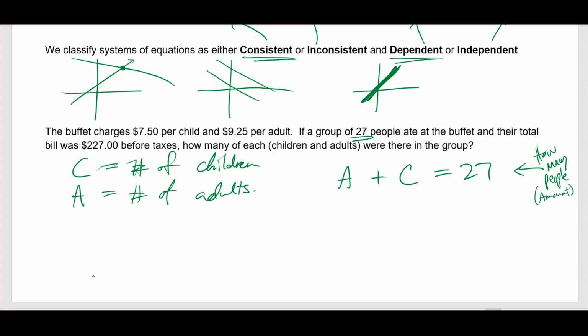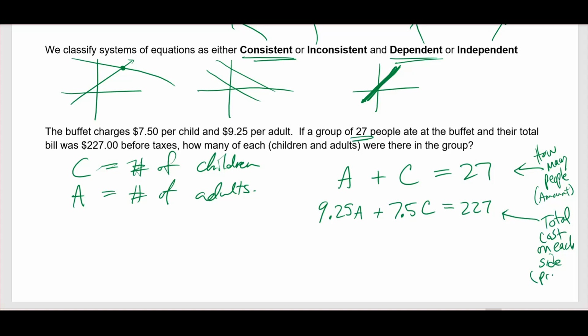And our next equation here is probably going to be based on the cost, right? So how much is this side of the equation going to cost? Well, our adults are $9.25 per adult, and our children are $7.50 per child. And I know if I add all that up, we've got $227. Okay, so this was based on our total cost on each side. And we can write that as a price, right? A price. So, hey, we look at that. We've got a nice system of equations.